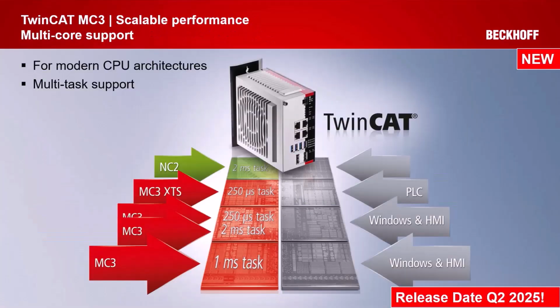The multi-core scalability is a very, very attractive benefit. So you can keep your NC2 task, which typically runs at 2 milliseconds, but maybe you have to add an XTS. Or maybe you have different tasks or different add-ins to the machine, which require different update rates. You can keep that all and put it on its own core assignment, utilizing the motion control across a multi-core environment.